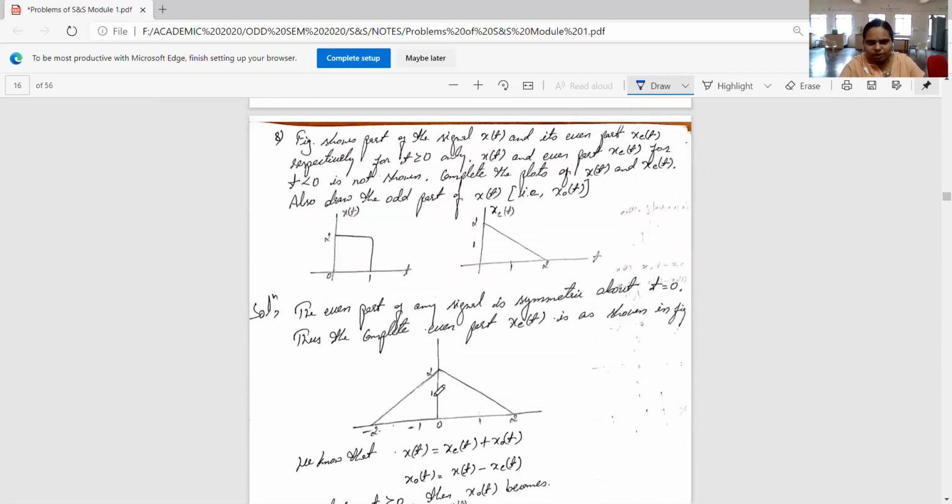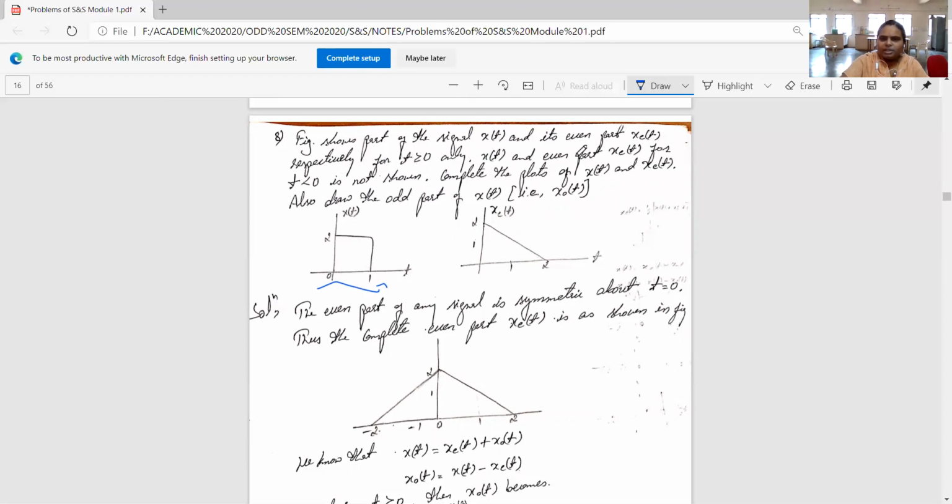And the next problem, here it's given in a somewhat different way. What is given? First we will read that. The figure shows part of the signal x of t and its even part x e of t. X of t and x e of t are given for us, respectively, for t greater than or equal to 0, which means the time value is varying from 0 to positive values, right? T is greater than or equal to 0 only.